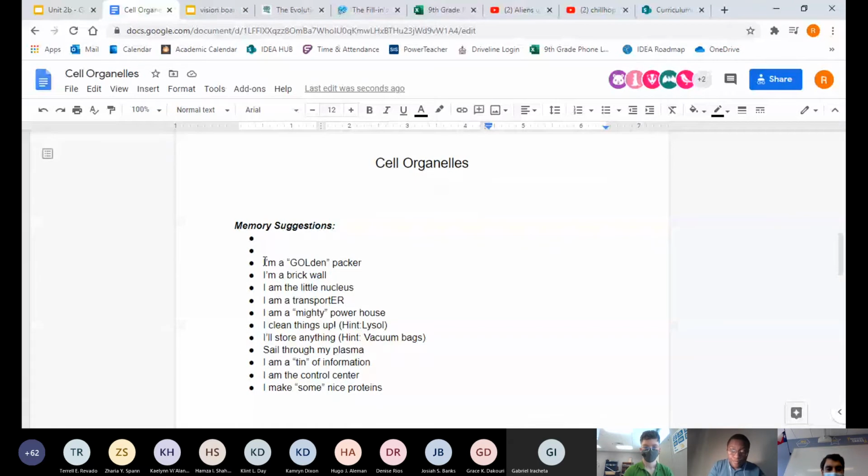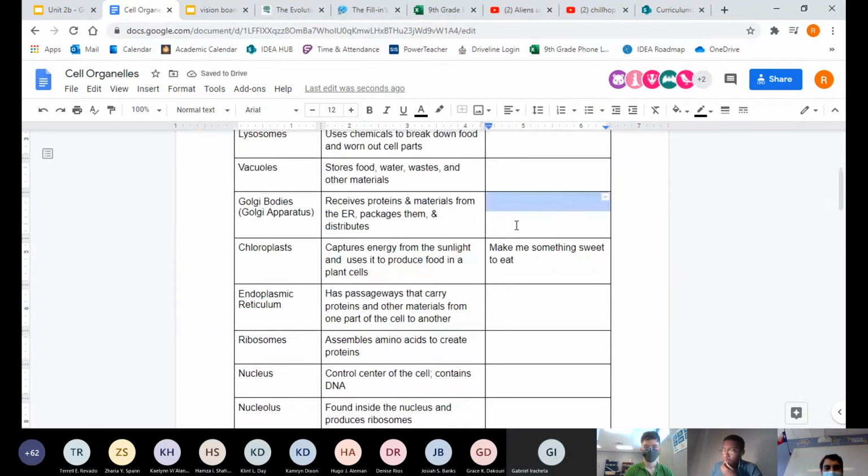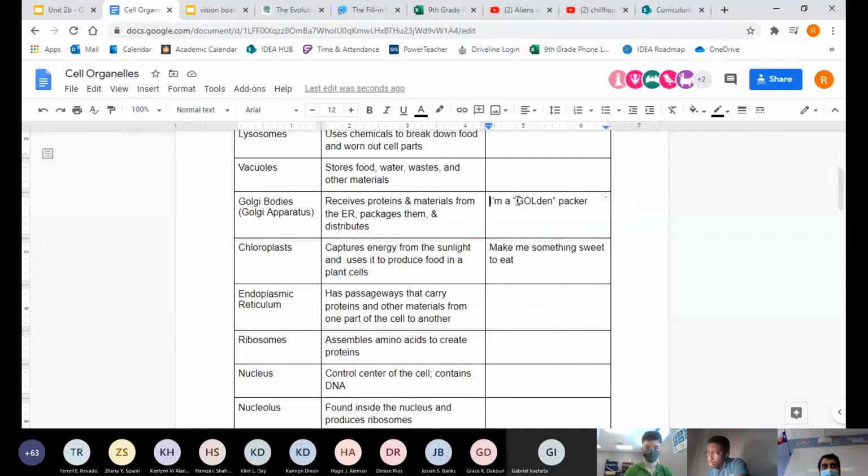I'm a golden packer. That's why I said I knew Golgi, right? G-O-L for golden, and G-O-L for Golgi. I know it's dumb. It's like the dumbest thing I've ever heard, but I learned this when I was in 6th grade about golden packer, and I've never forgotten it. Because it's really easy to get Golgi body and endoplasmic reticulum kind of confused. But if you think that I'm a golden packer, then boom, Golgi, packs, done.